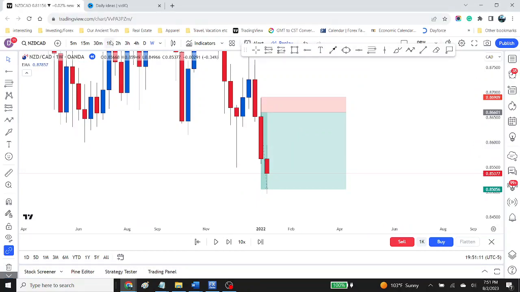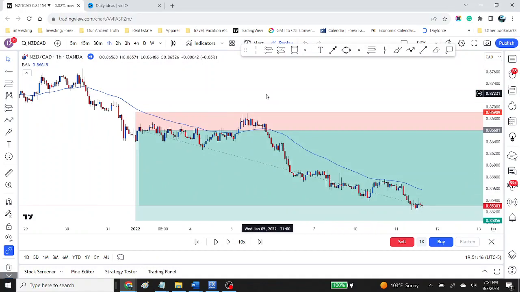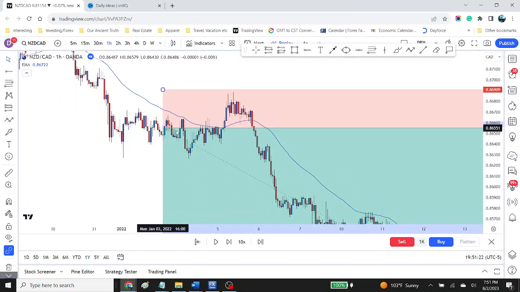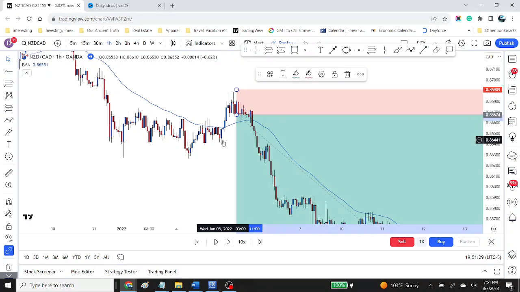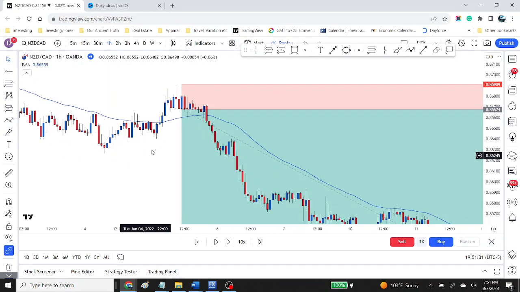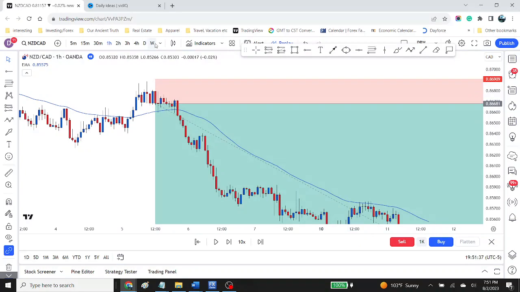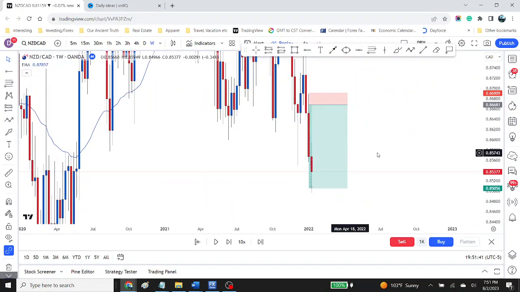Honestly, if you want to even do this, I don't like entering on stuff like this, but a lot of people could have done something like this. Entered on one of these candles after this, let's see, like after one of these strong bearish candles. It doesn't matter which one of those, and that would have been like a 1 to 7 or something like that. A 1 to 7.